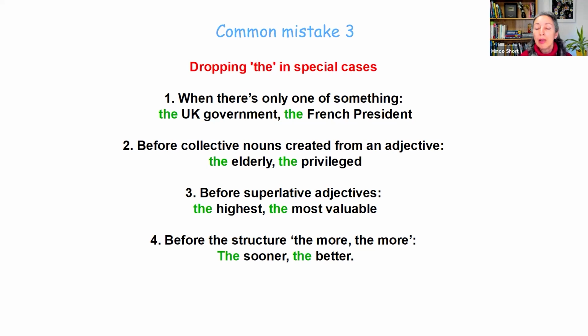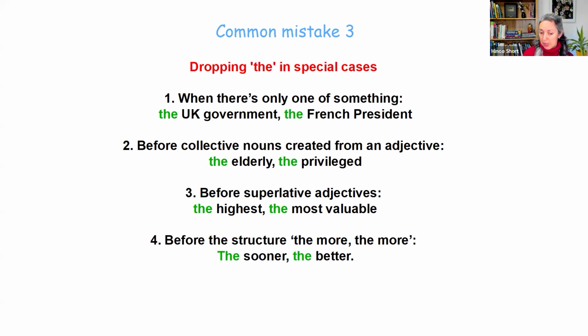Case number 1, when there is only one of something. So the UK government, not UK government, right? We need the in a case like this. The French president. Case 2, before collective nouns created from an adjective. The elderly, the privileged, right? Case number 3, before superlative adjectives. The highest, the most valuable.